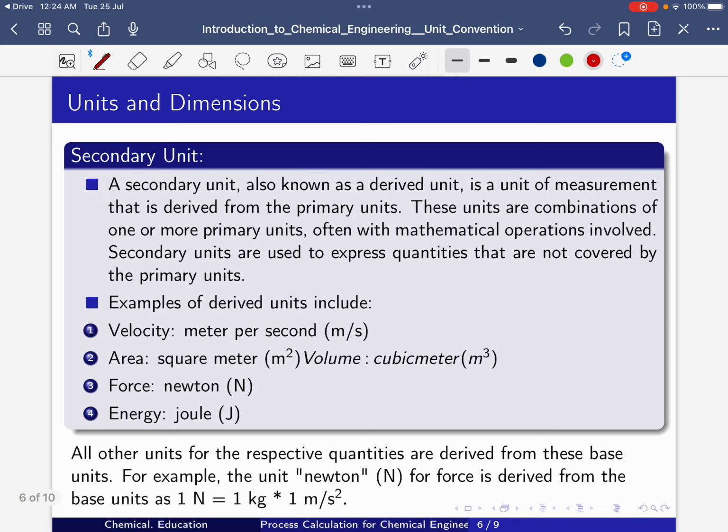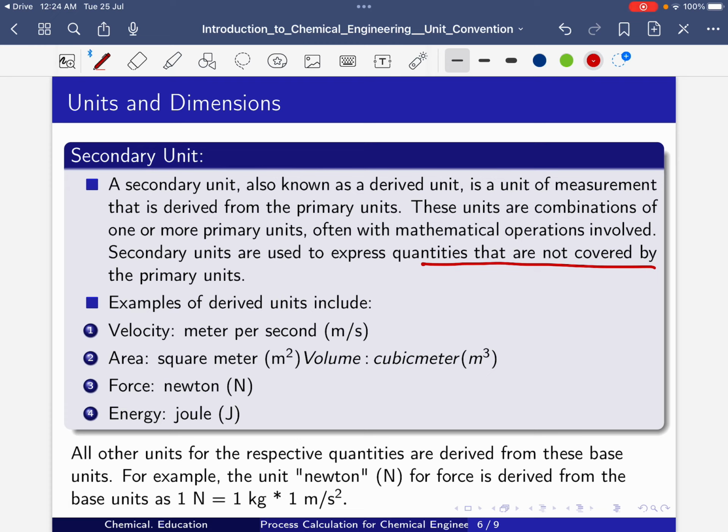Now what is a secondary unit? A secondary unit, also known as a derived unit, is a unit of measurement that is derived from the primary units. These units are a combination of one or more primary units, often with a mathematical operation involved. Secondary units are used to express quantities that are not covered by primary units. Which means, if you can't express it in a primary unit, we have to use the secondary unit.